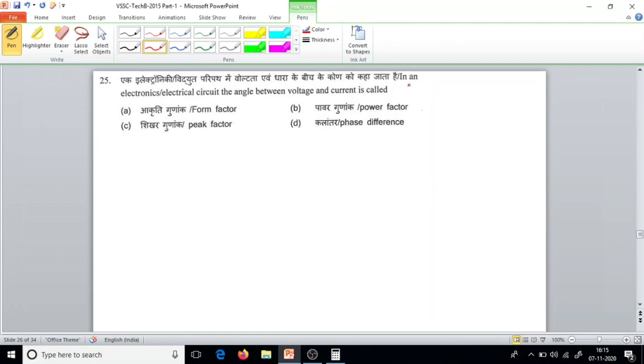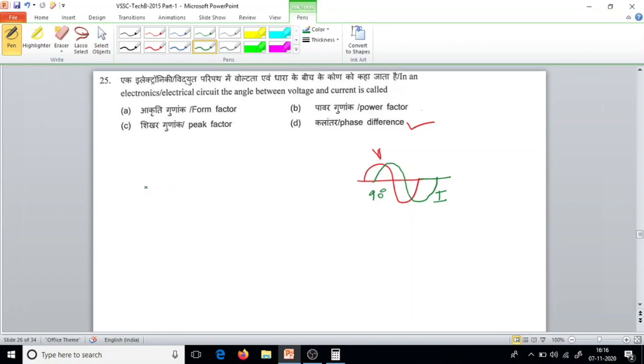In an electronic or electrical circuit, the angle between voltage and current is called what? It is called phase difference. That means, you take this as V, and if you take this as I, there is a phase difference between them. That is almost 90 degrees. So 90 degrees is the phase difference between voltage and current.